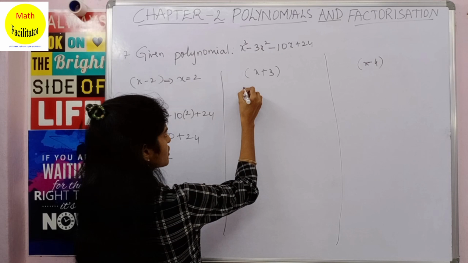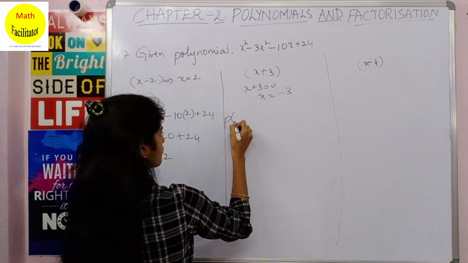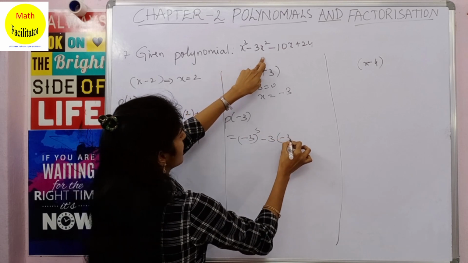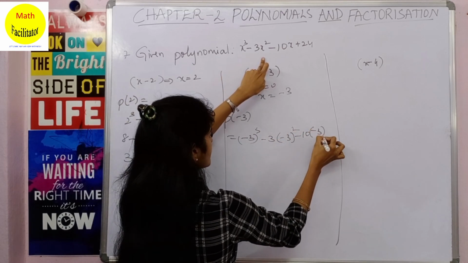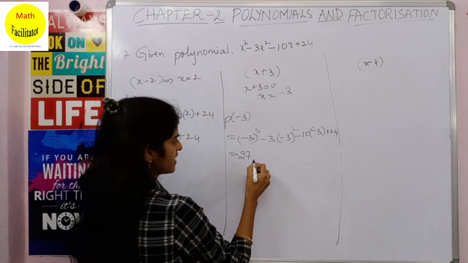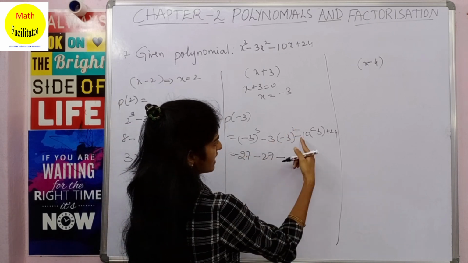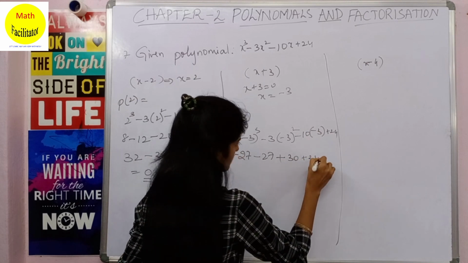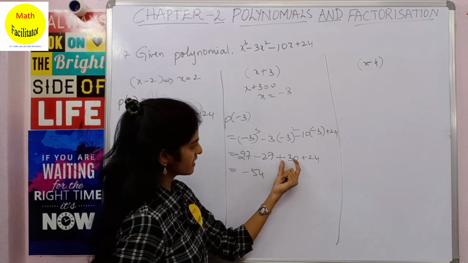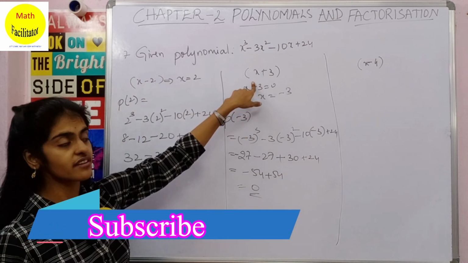Okay, so now here also x plus 3 is 0, which implies x is minus 3. Okay, now what is P of minus 3? P of minus 3 is nothing but minus 3 whole cube minus 3 into minus 3 square minus 10 into minus 3 plus 24. Okay, so this is nothing but minus 3 cube is minus 27 minus 3 square is 9, 9 3s are 27 minus into minus plus 30 plus 24. Okay, so this is nothing but now minus 27 is minus 54, 30 plus 24 is plus 54. So answer is 0. So remainder is 0. So x plus 3 is also a factor of this polynomial.